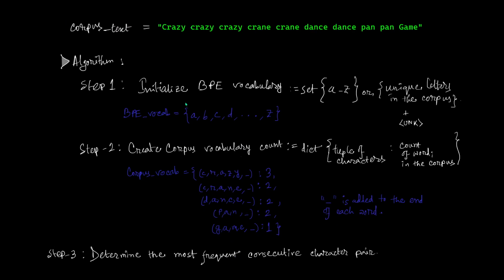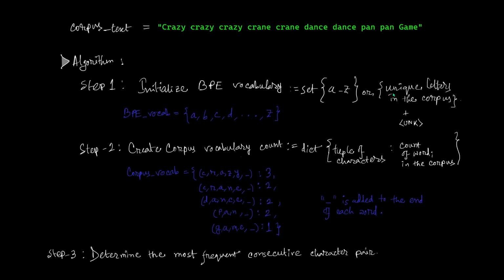The very first step in byte pair encoding, which we will call BP from now on, is to initialize our BP vocabulary. This is the vocabulary that will be populated with all the different tokens generated through this algorithm. How are we going to initialize it? We have two options. One is to initialize it with all A to Z letters, or we can just take the unique letters occurring in the corpus and append an unknown token.